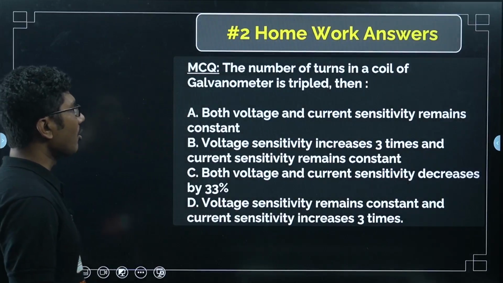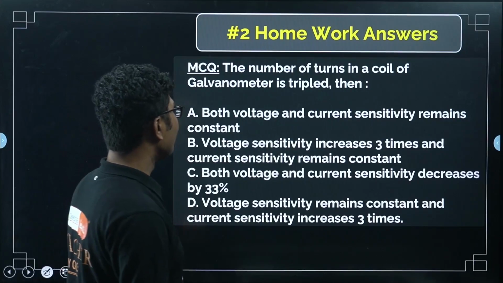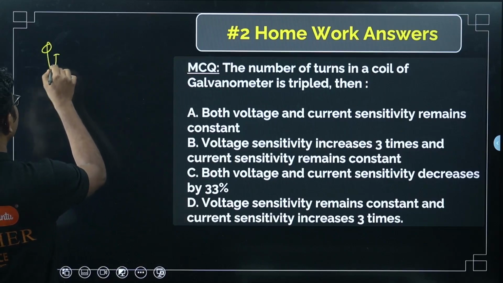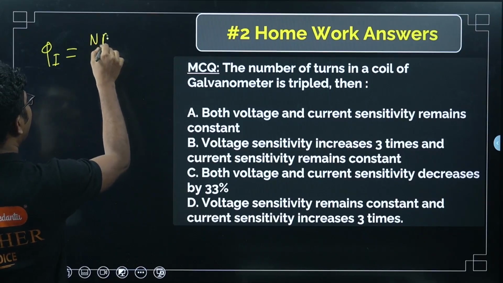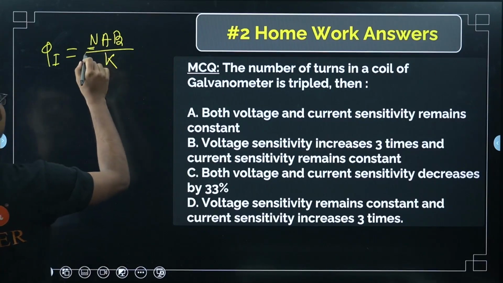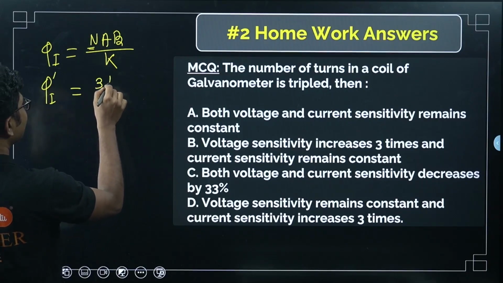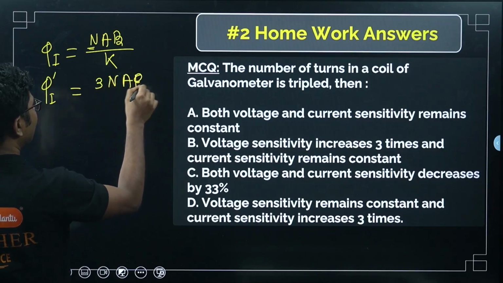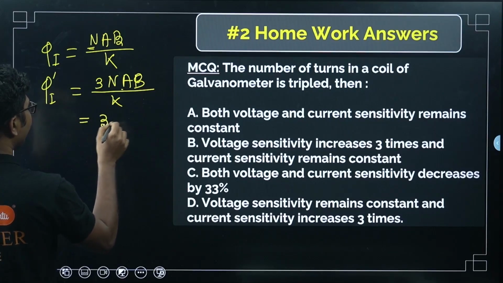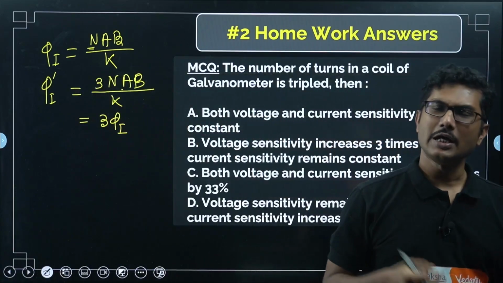The number of turns in the coil of a galvanometer is tripled. Then both voltage and current sensitivity remain constant? Voltage sensitivity increases 3 times? Okay, let's see. So we know that current sensitivity is NAB by K, right? So if you increase the number of turns to 3 times, the new sensitivity will be 3NAB by K. Area and magnetic field remain constant, K is constant, so 3 times. So if you increase the number of turns 3 times, then the current sensitivity is tripled, right?